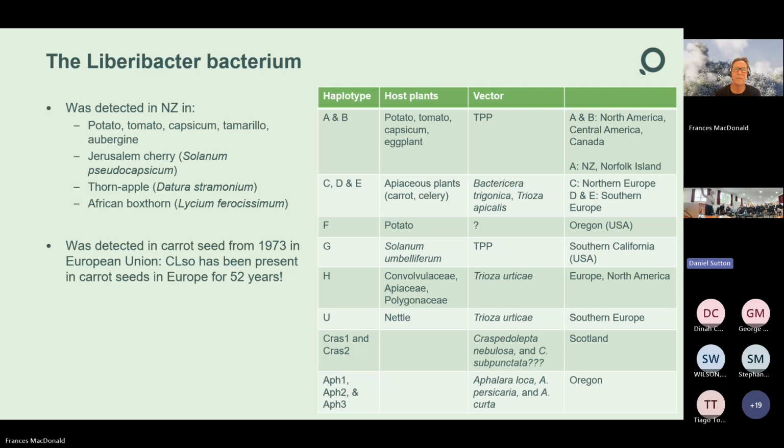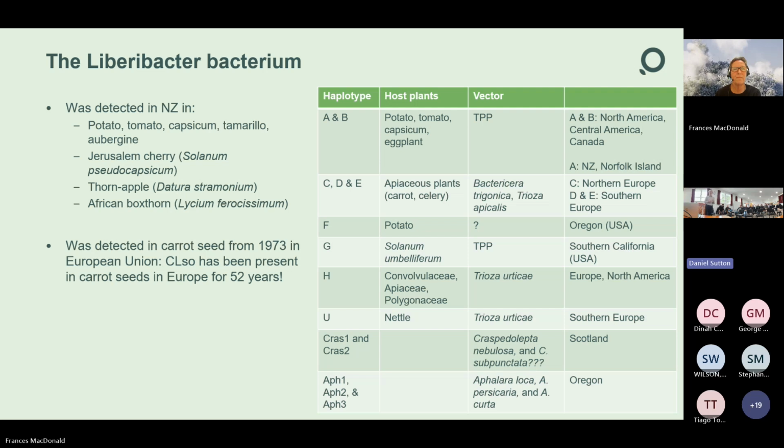And yeah, these are just all the different plants, and most of the ones that are not A or B have a different insect vector as well. They're all psyllids, but they're just different kinds of psyllids. We have in New Zealand detected the CLSO, so our Liberibacter, in quite a few different host plants, but also some weeds. So that means that out in the environment, we can have those sources of Liberibacter.